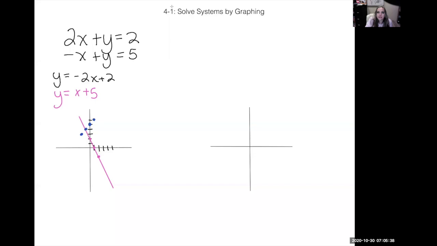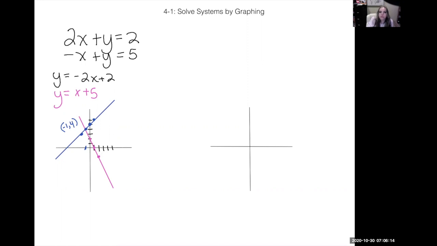I'm going to connect them the best I can here without any lines. This is pretty tricky. Something like that. It's not perfect, but you can see which point they intersect at, okay? So that means that our solution, the x and y value that makes both of these true, is -1 and 4. -1 and 4.